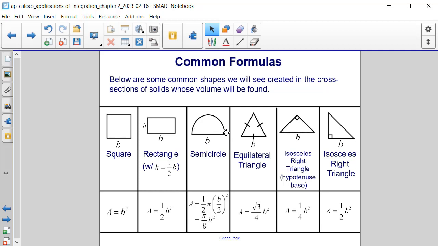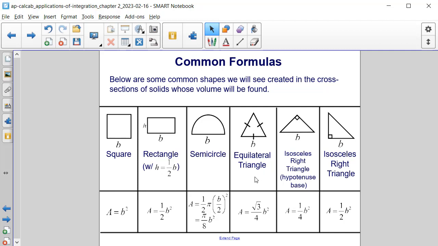We could also have a semicircle, and the area of a semicircle is 1/2 pi times the radius squared. Well, if the diameter is the base, then half of that, or b over 2, will be the radius, and we've got to square it. When we square b over 2, we get b squared over 4, and 1/2 times 1/4 is 1/8. So we have pi over 8 times b squared as the simplified area formula for a semicircle.